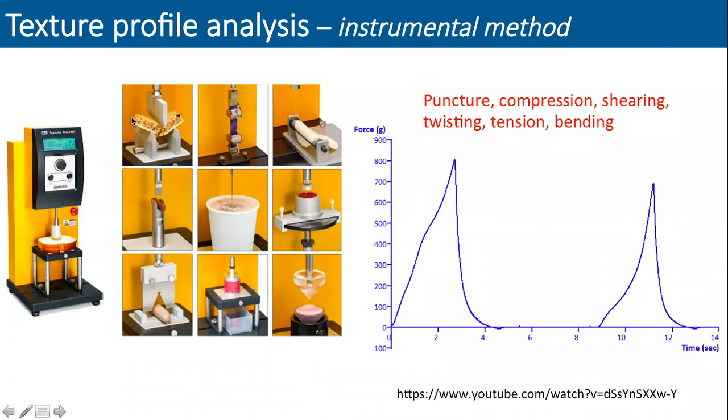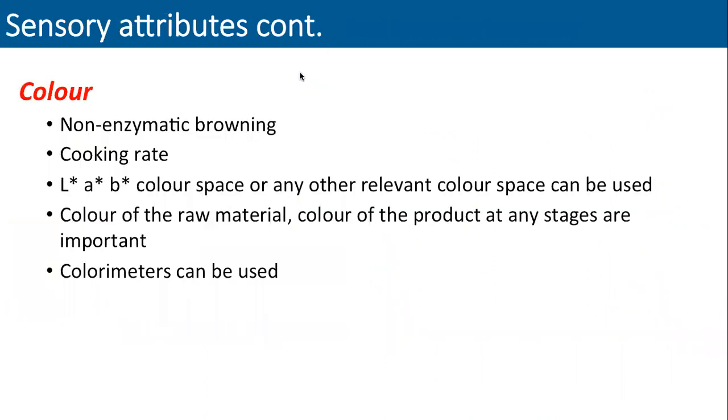Then you can use texture profile analysis to get readings on textural quality, and color, whether it is a browning product or non-browning product. Using LAB color spaces, colorimeters and different color spaces are available. By using this color measurement, you can get the color.